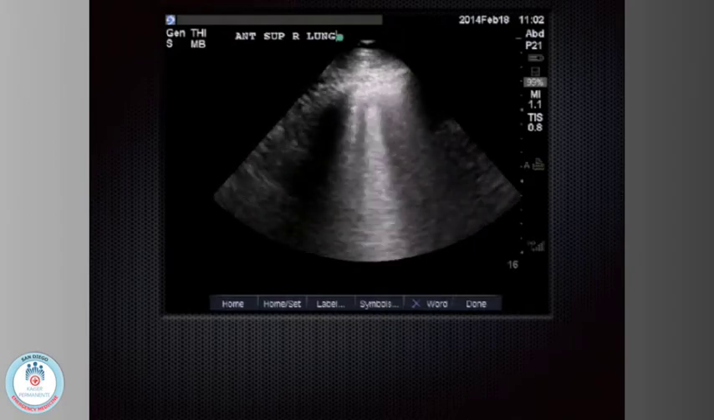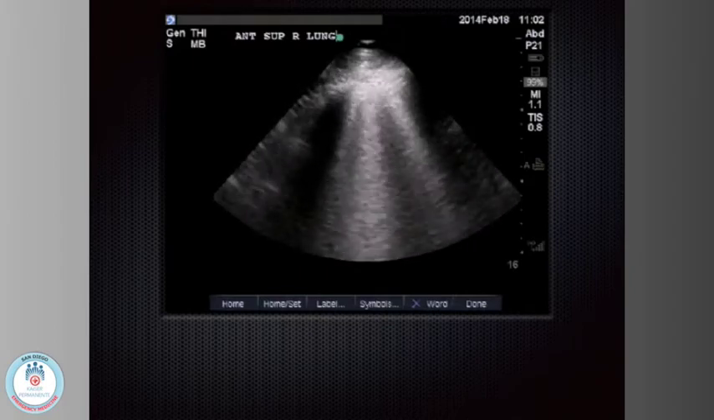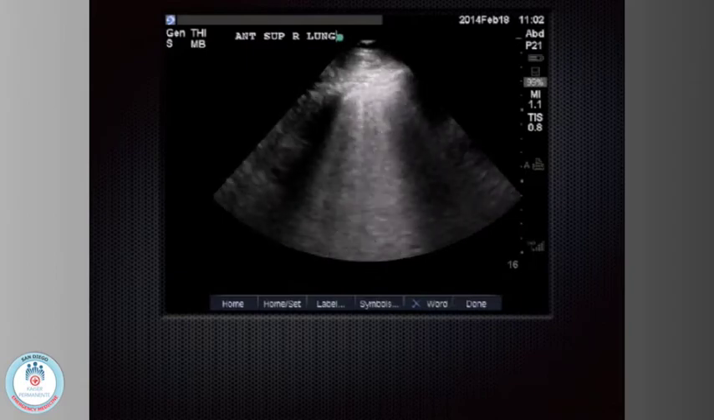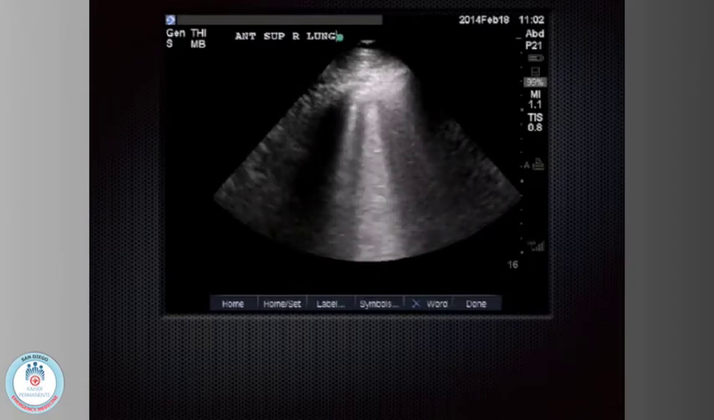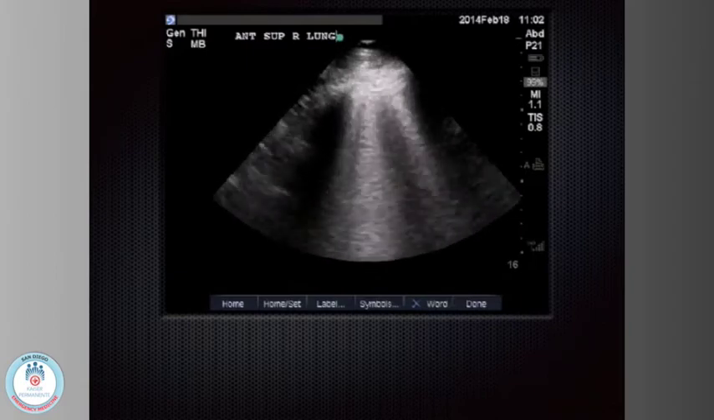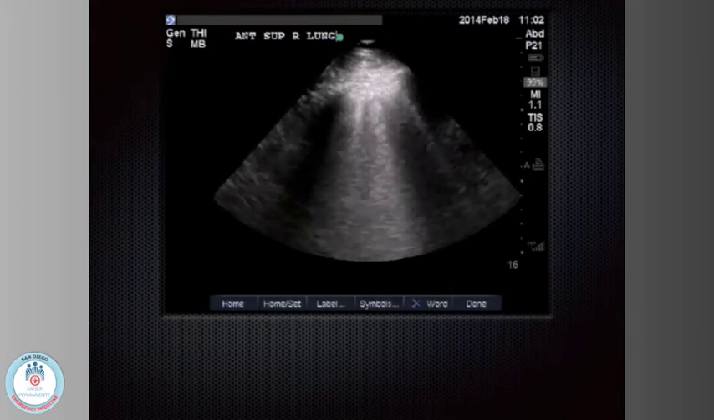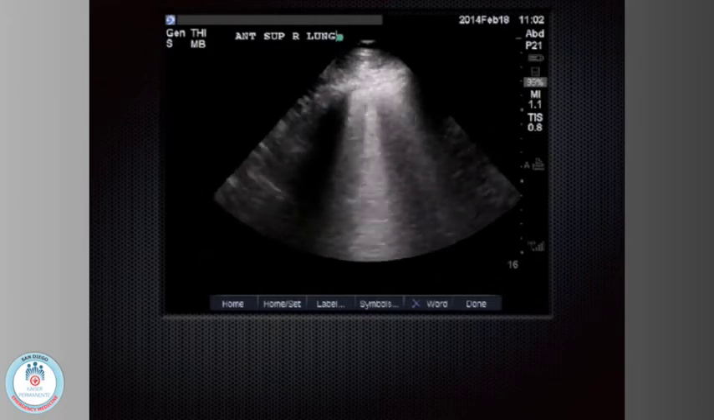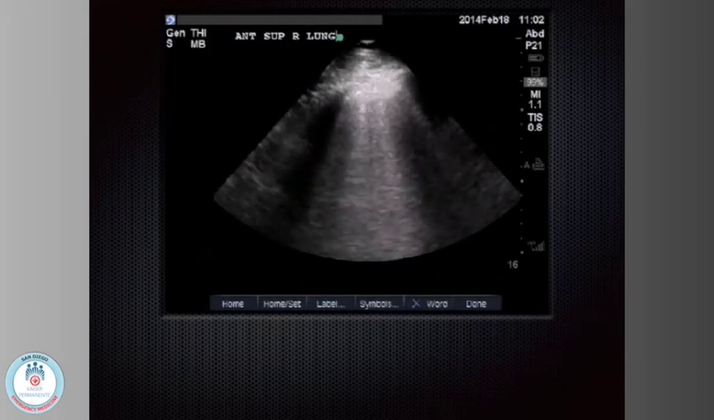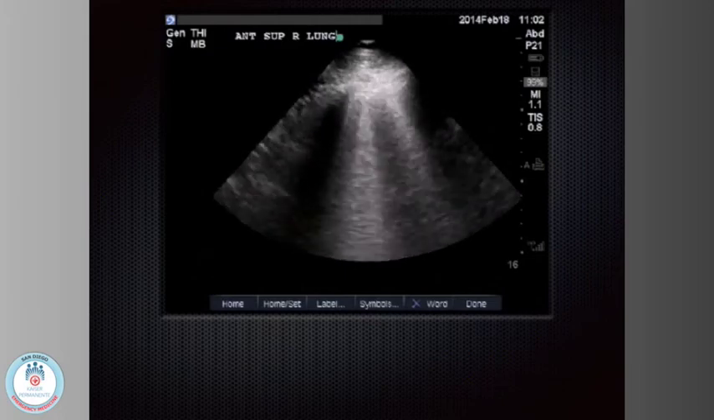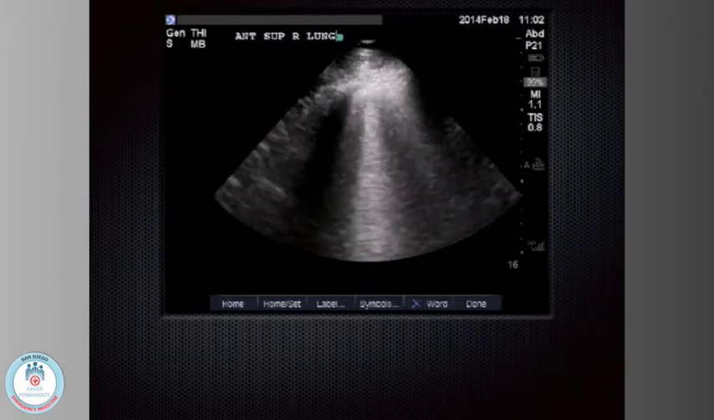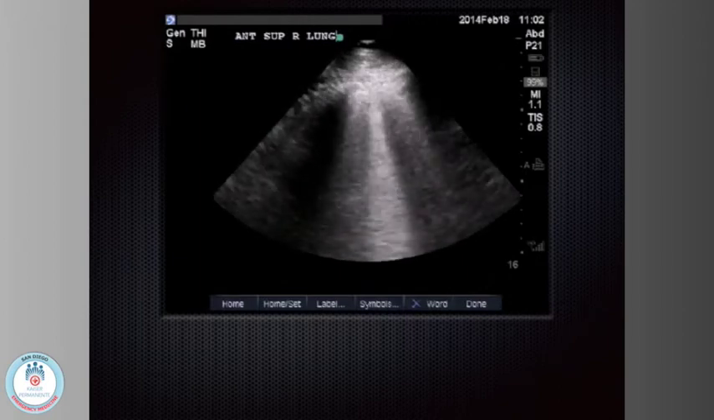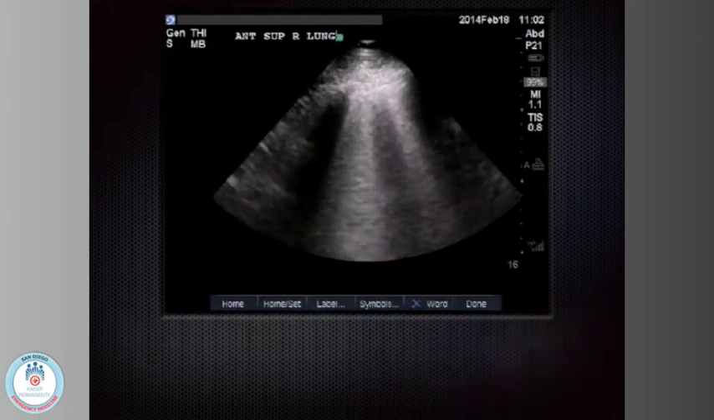Those are A lines. But now when you have fluid replace the air in the interlobular septae or in the alveolar space, instead of just this artifact of an A line, you get this crazy B line artifact, where that fluid interacts with the sound a little bit more in that little space, and it makes a comet tail that extends all the way to the bottom of the screen. So that's what pulmonary edema looks like, fluid overload, that kind of thing.